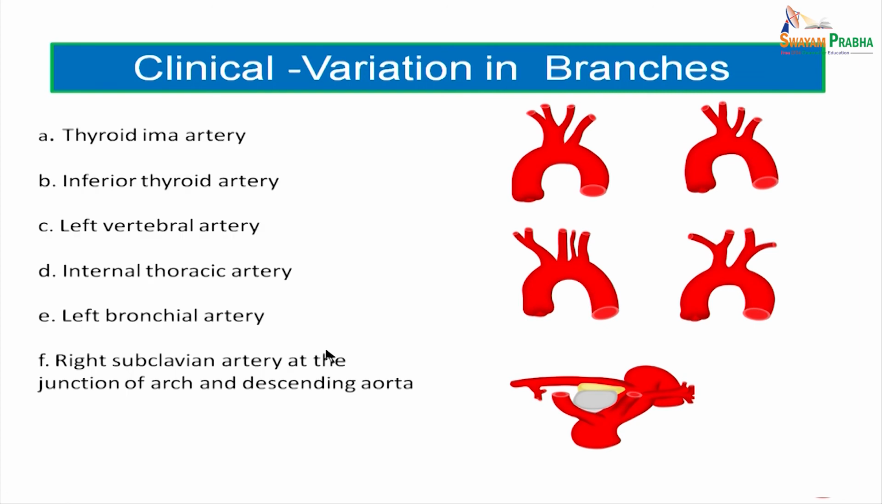These are the usual extra branches which can arise as direct branches of the arch of aorta: the thyroidea ima artery, the inferior thyroid artery, the left vertebral artery, the internal thoracic artery, the left bronchial artery, and of course, this right subclavian artery present at the junction of the arch of aorta and descending thoracic aorta. These can arise directly from the arch of aorta and they are extra branches. These are the number of variations which we come across.